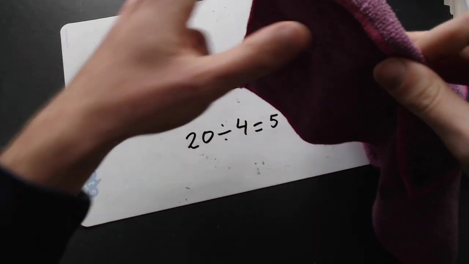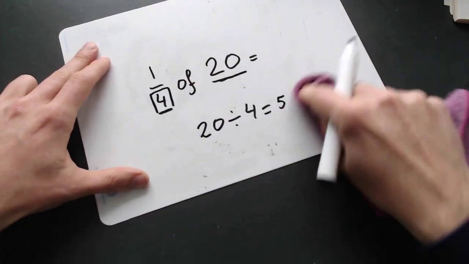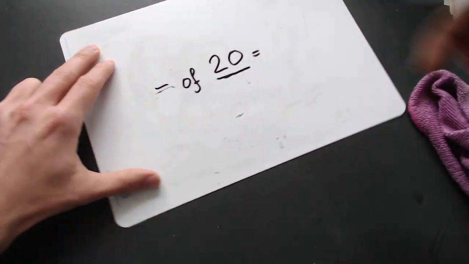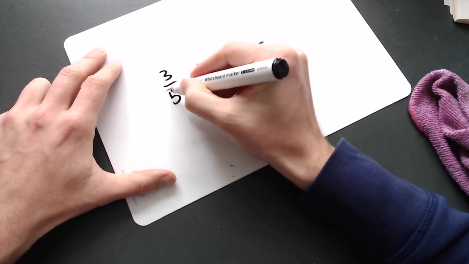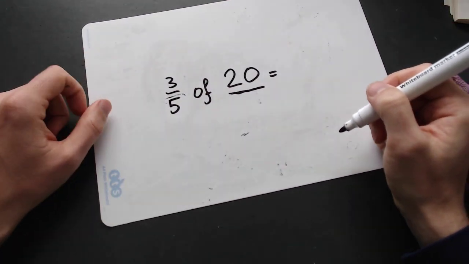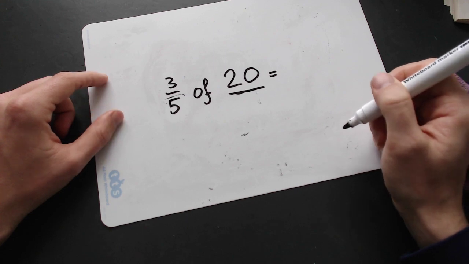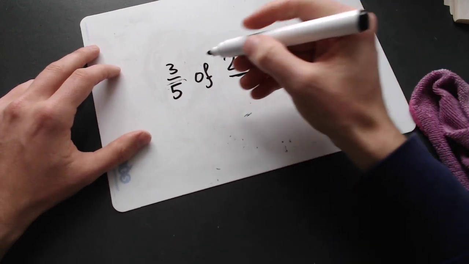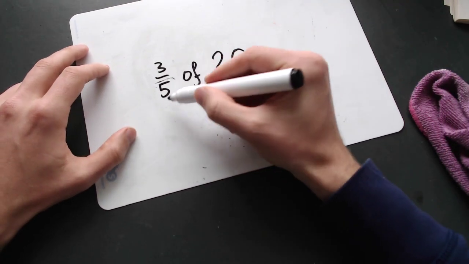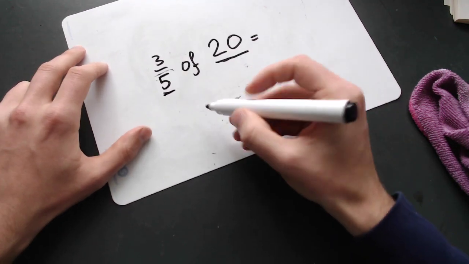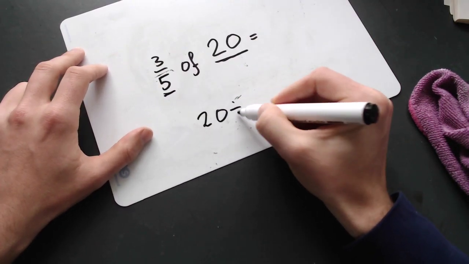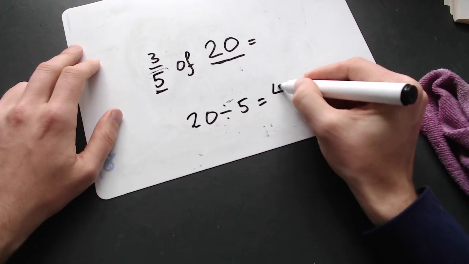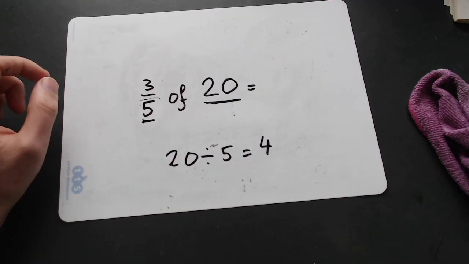Let's stay with the number 20. We're going to change it a little bit. Let's say 3/5 of the class is going to go to PE. So 3/5 of 20 is going to PE. Now first I need to think, what's my denominator? So my denominator is 5. So I'm dividing 20 by 5. 20 divided by 5 equals 4.